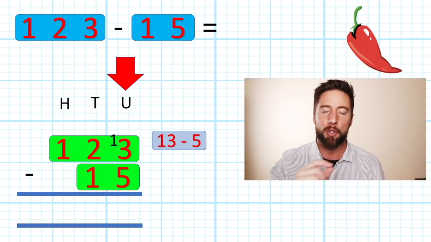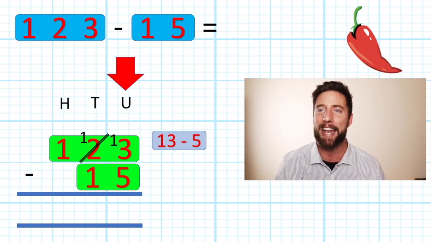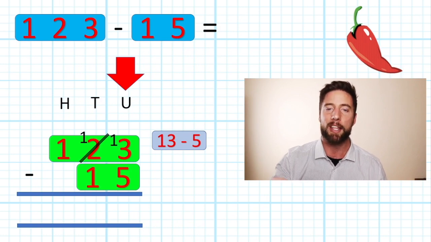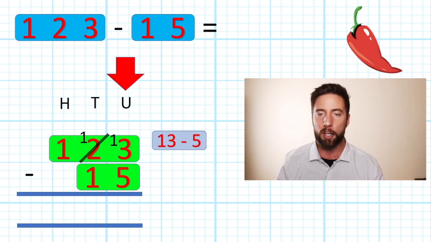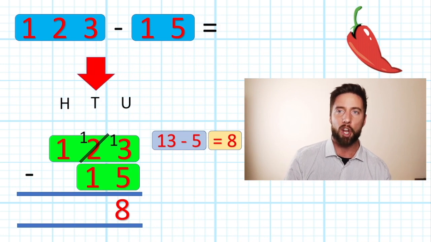Now what I must remember to do at this point is I must remember that I've taken away one of the tens from my tens column. So this is no longer a 2, this is now a 1. Okay, good, I'm ready to continue. 13 subtract 5 is 8. Beautiful. Move across to my tens column.